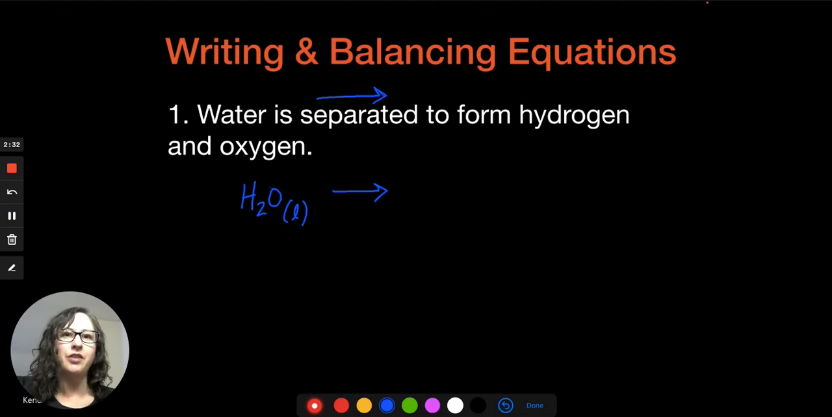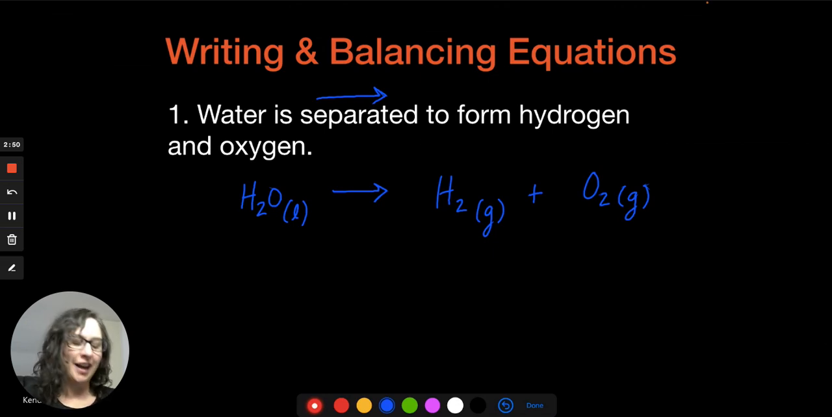Now remember, these are diatomic molecules, and so it should be H2, and that's going to be a gas, plus O2, which is also going to be a gas. You may not know that by itself, but I'm trying to give indicators in most of these, but H2 and O2 are a gas at room temperature. So now let's go ahead and balance this equation. And so we can tally on each side. We have 2 hydrogens and 1 oxygen on the left-hand side, and then on the right-hand side we have 2 of each.